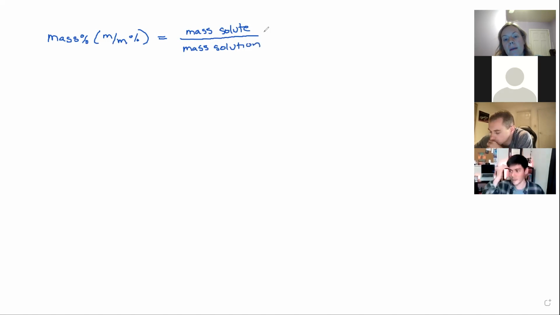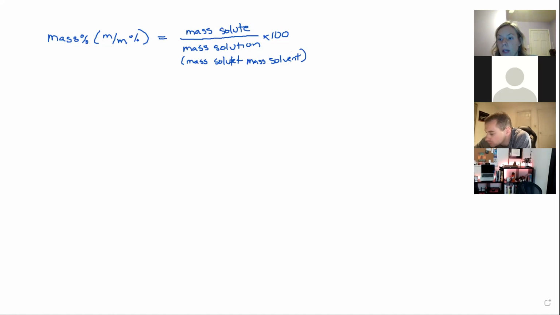And then we're going to multiply that whole thing by 100, because we're in a percent. One thing that's important to note is that the denominator for this is talking about the entire solution. So sometimes people will get a little ahead of themselves and just take the mass of the solute divided by the mass of the solvent. But you actually need to include the solvent and the solute together. So make sure you have mass of solute plus the mass of the solvent as your denominator.